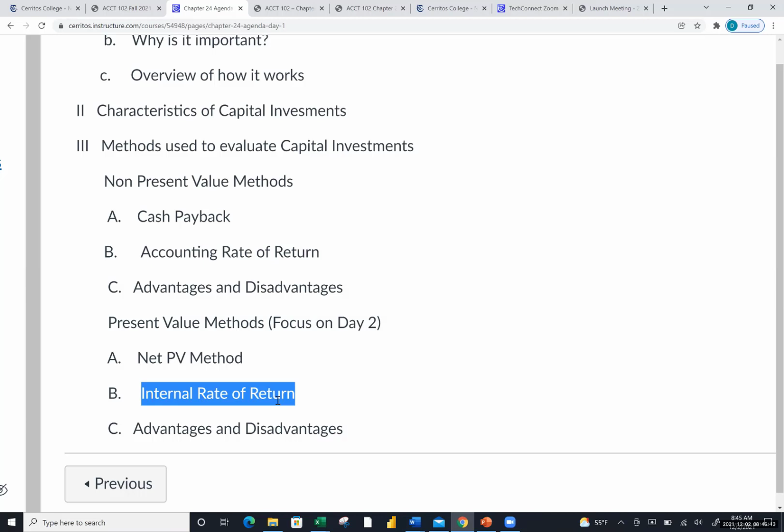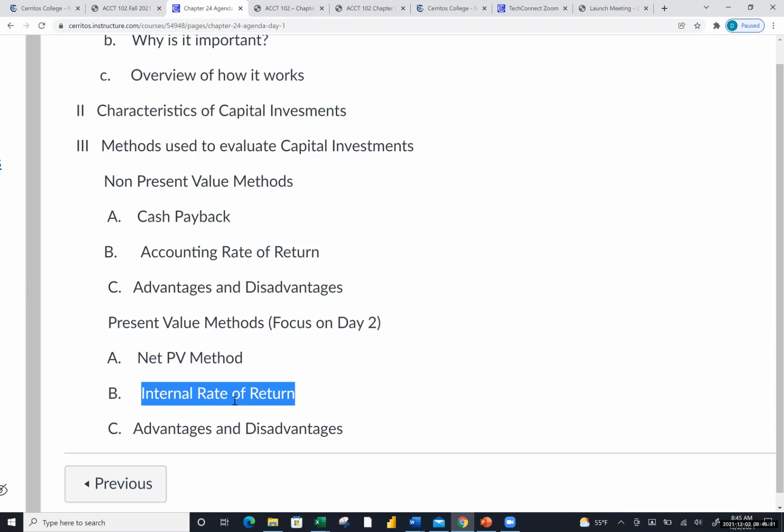But now with Excel being on everybody's desktops, it's very easy to set up an internal rate of return in Excel. And I'm going to show you how to do that. That's where we're headed today. That's kind of a preview of the chapter.